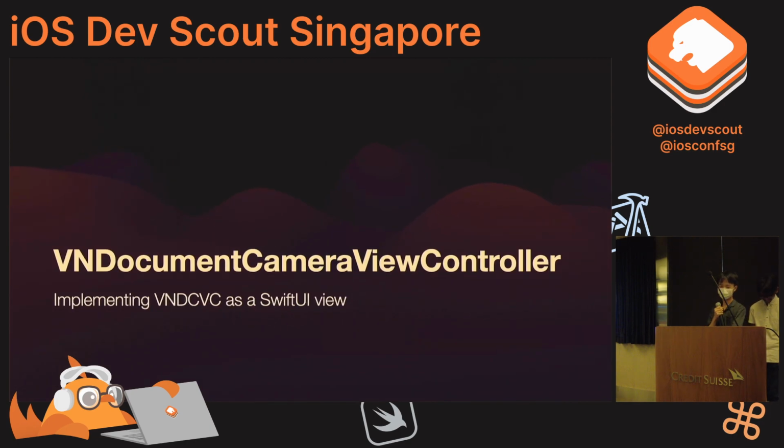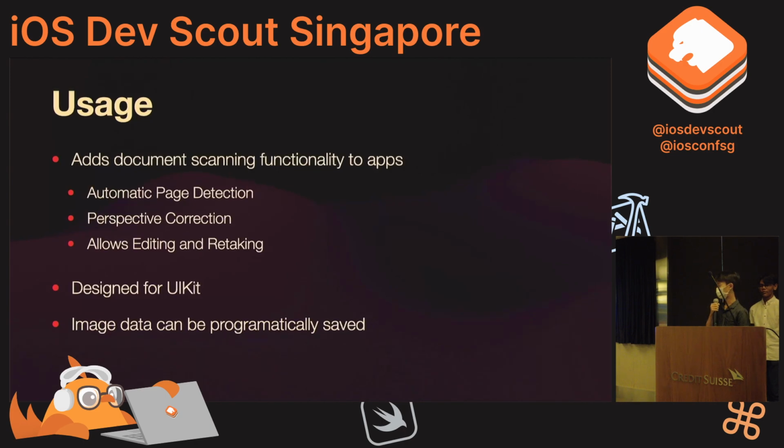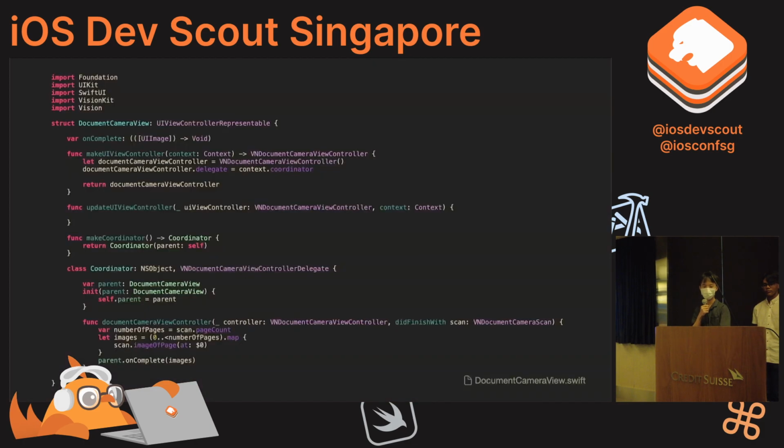Right. Okay. So we'll just be sharing about how we implemented this as a SwiftUI view to be used in a SwiftUI app. The point of this is document scanning. What you'll get is things like automatic page detection, perspective correction, and allows for things like editing, retaking, and saving image data. It was originally designed for UIKit, which is why we have to go through how we added it into SwiftUI.